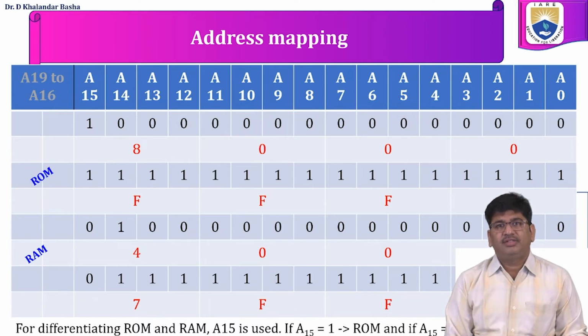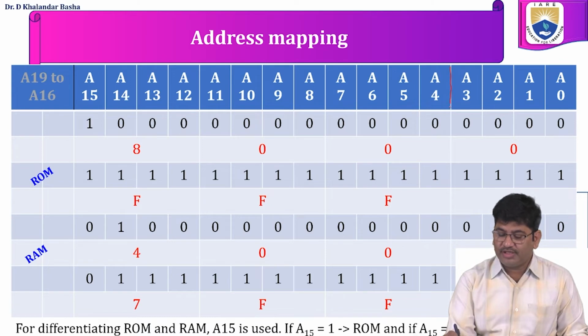Now the addresses which we are going to get for ROM and RAM are as follows, omitting A16 to A19, which are for decoding purpose. In hexadecimal, we get it by combining 4 bits as 1 hexadecimal digit.